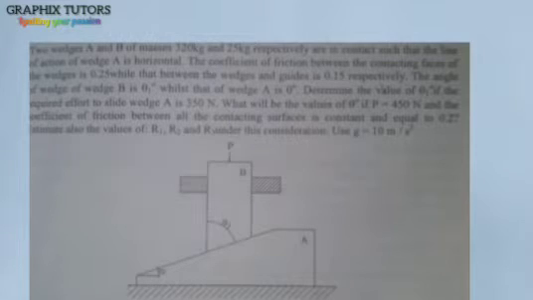Determine the value of theta 1 degree if the required effort to slide wedge A is 350 Newton. Now, what will be the value of theta degree if the force applied is equal to 450 Newton and the coefficient of friction between all the contacting surfaces is constant and equal to 0.2? Estimate all values of R1, R2 and R3 under this consideration. Use g as 10 meter per second square.